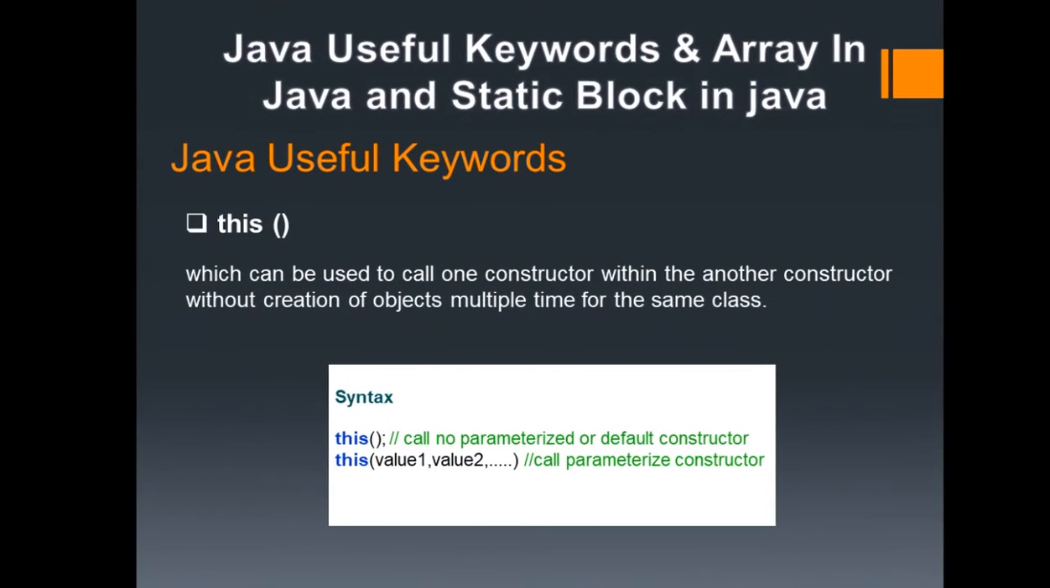Please note this. Now this() method can be used to call one constructor within another constructor without creating an object multiple times for the same class. Here is the syntax: this(value1, value2). This is used to call a no-parameter or default constructor, or to call a parameterized constructor.